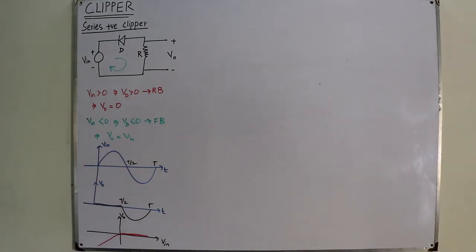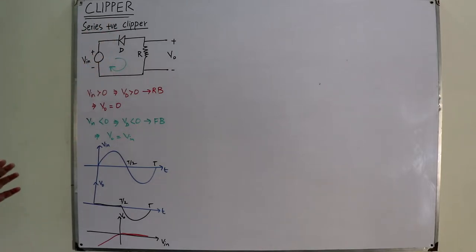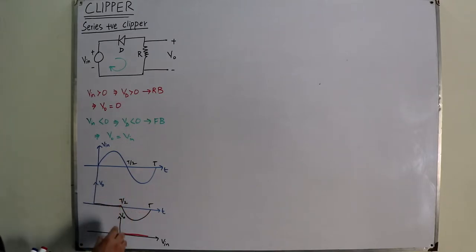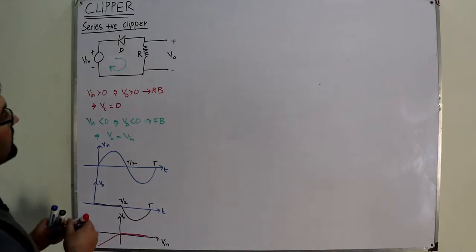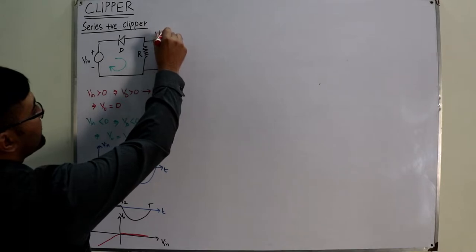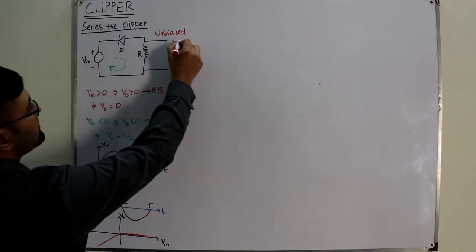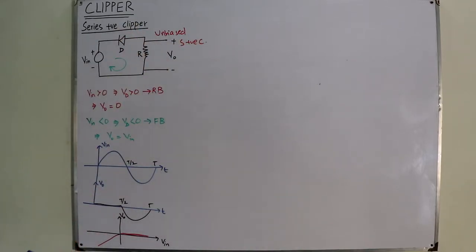So name this circuit, please. Yes, you know, this is a series positive clipper. We are discussing it under the heading. I should not have given this heading series positive. But anyways, this is a series positive clipper, but an unbiased one. So this is unbiased. Let me write over here. This is unbiased. And you know that this is a series positive clipper. I've already given the heading.